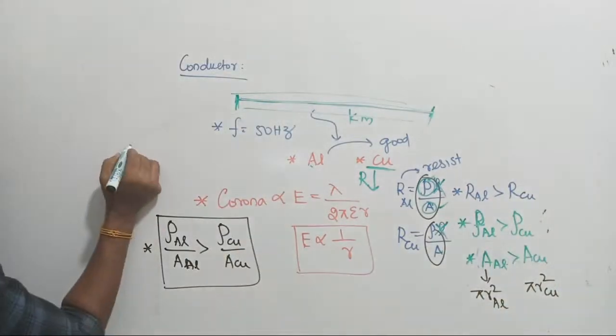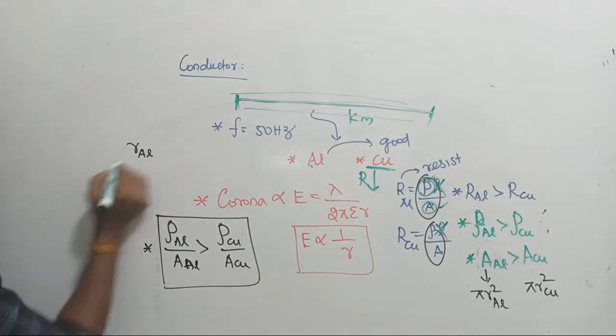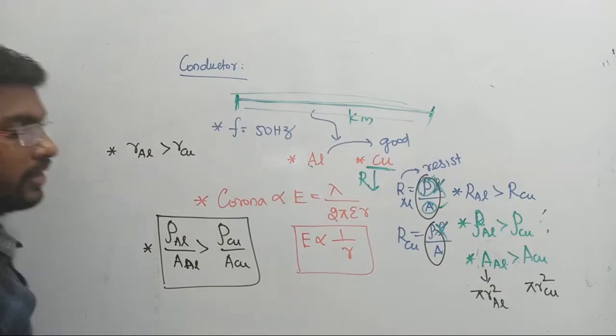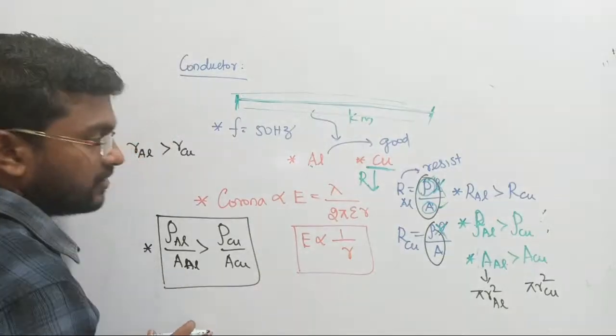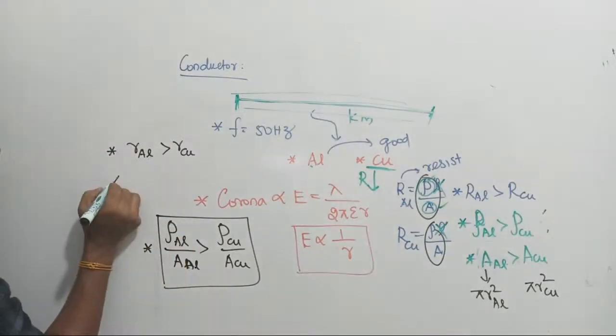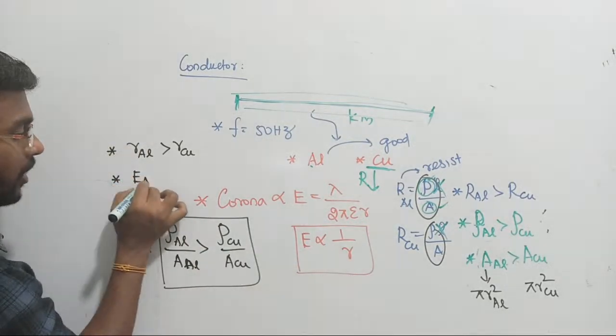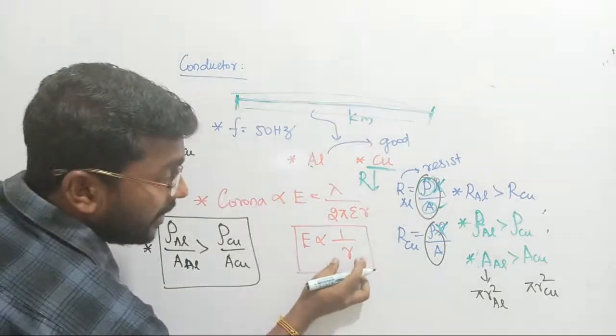Next statement. What I can say? Radius of the aluminium is also going to be greater than the value of radius of the copper. Can you agree? Yes. Now bringing back to the electric field intensity. இப்போ நீங்க electric field intensity compare பண்ணி பாத்தீங்க அப்படினா radius அதிகமா இருக்கு அப்படினா electric field intensity offered by the aluminium is reciprocal to the radius. Yes.